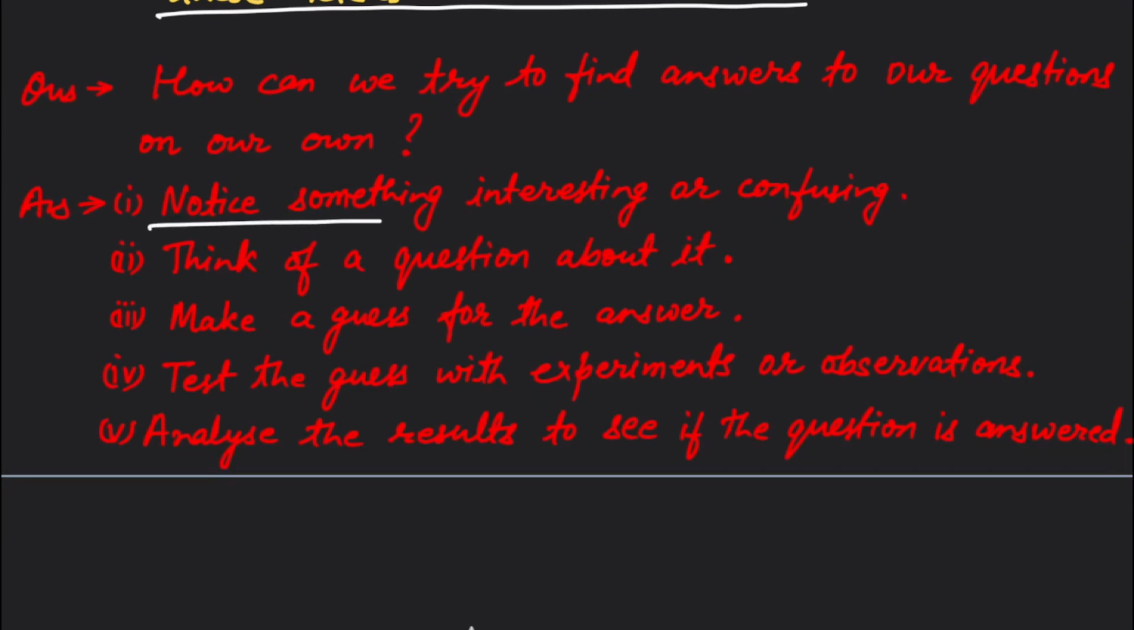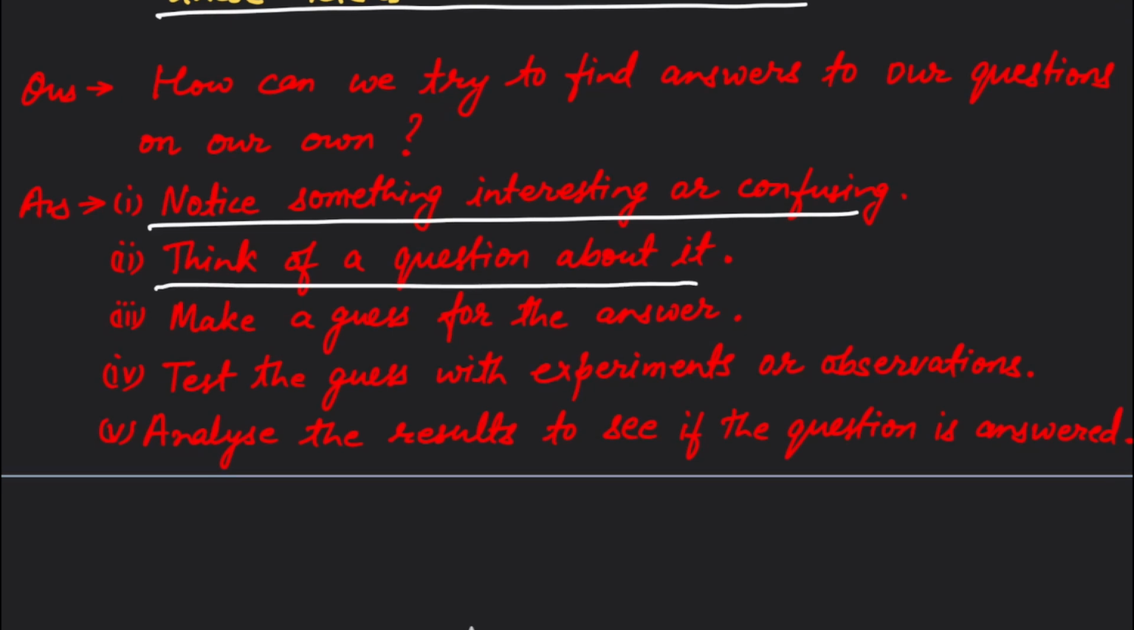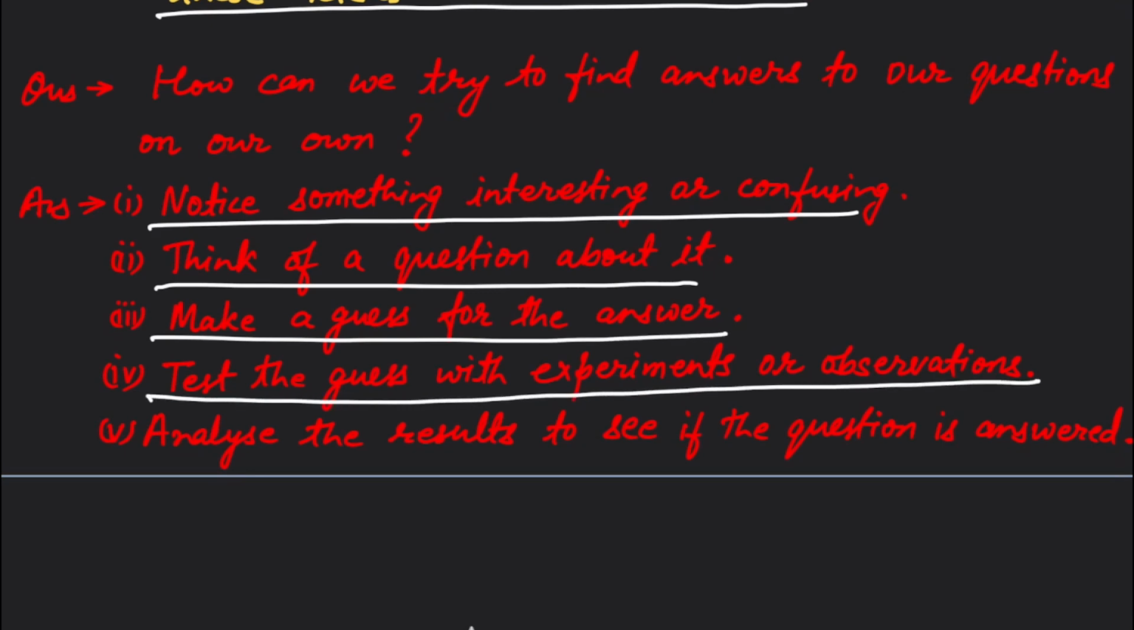1. Notice something interesting or confusing. 2. Think of a question about it. 3. Make a guess for the answer. 4. Test the guess with experiments and observations. 5. Analyze the results to see if the question is answered.